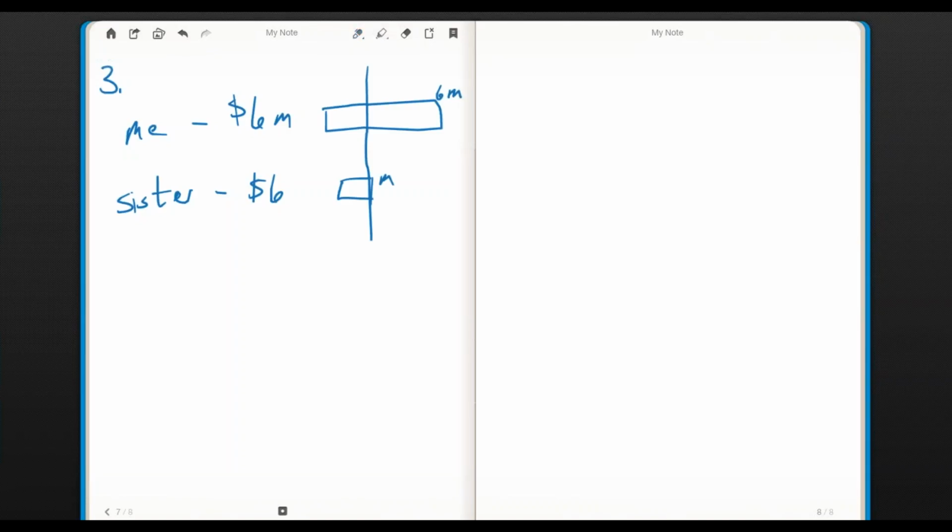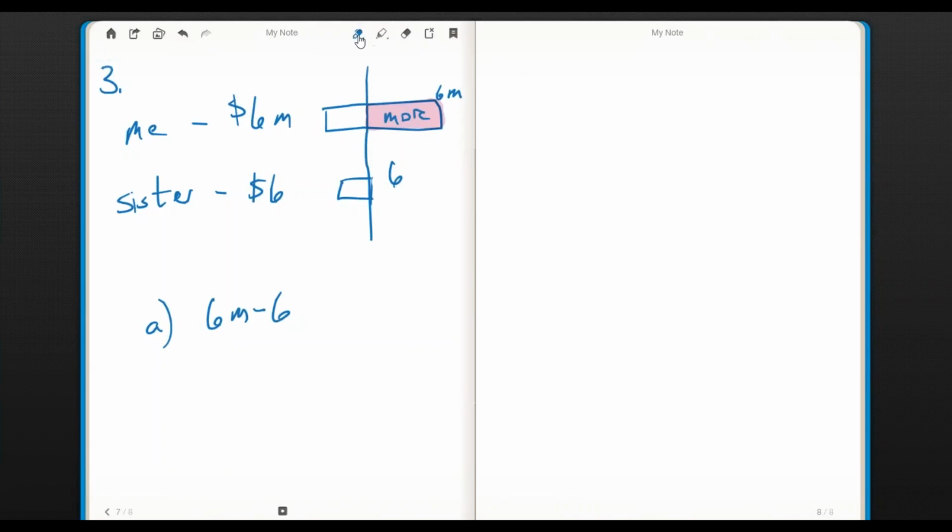What it's asking us to find is this amount up here. 6M is more than 6. I keep writing this backwards. 6M is more than 6. The question is, how much more money have I than my sister? This is the more part. And the answer to the more part is a subtraction problem. It is simply 6M minus 6. All of his money, subtract her money, tells you how much more he has.